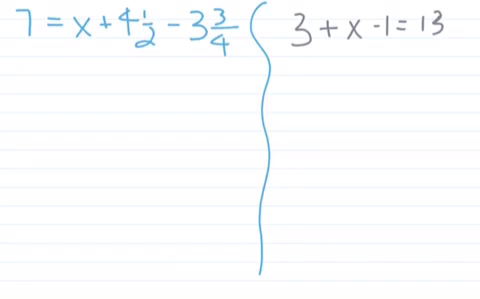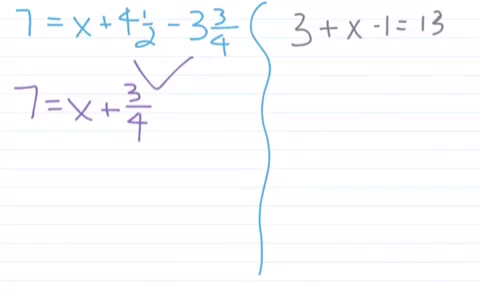Alrighty. Let's work out this one together. Okay, so let's combine like terms on our right side here with these bad boys. So we have 7 equals X plus 3/4. Okay. Then we're going to, right now this turns into a what type of equation? An addition equation. Very good.